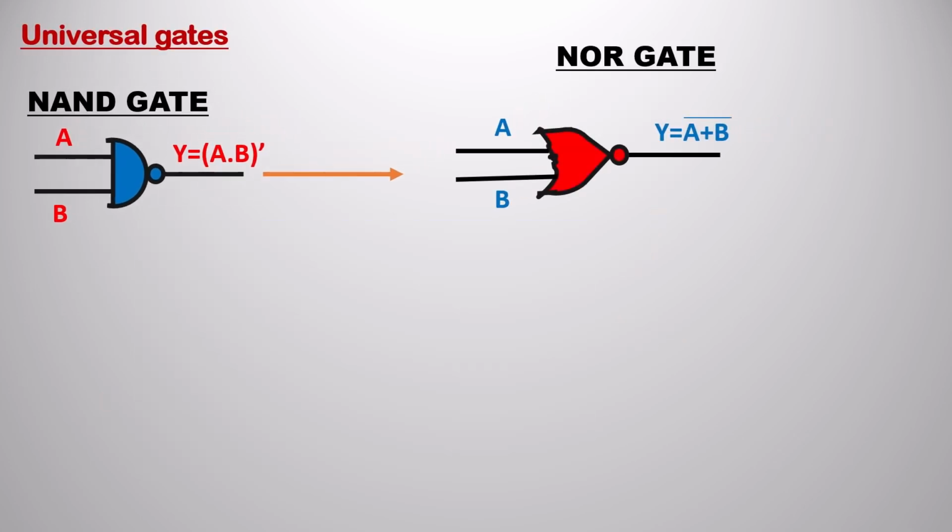Up to now we have discussed NAND gate implementation for the three basic gates. Now NAND gate can be implemented for the other universal gate as well. So we are going to see that. The NOR gate can be implemented using the NAND gate. I think we have already seen the OR gate up to now.